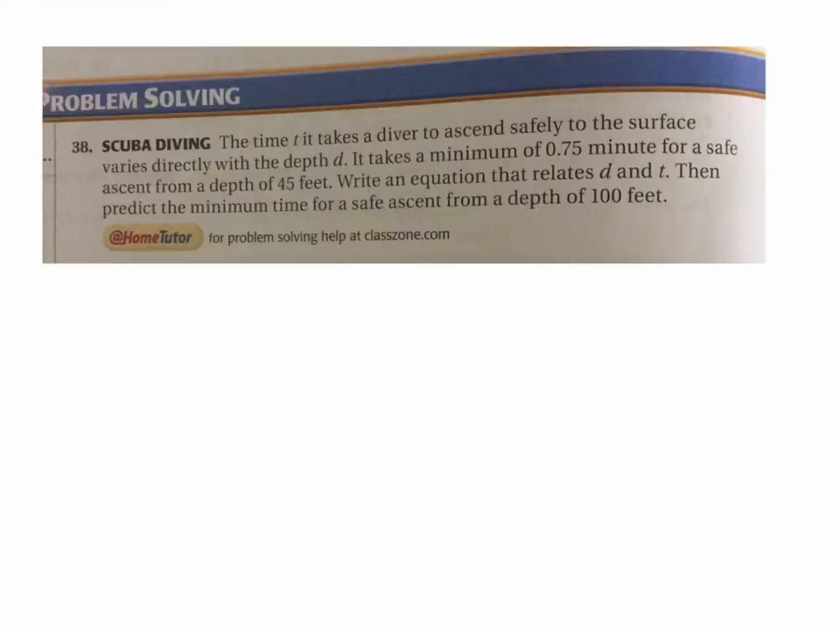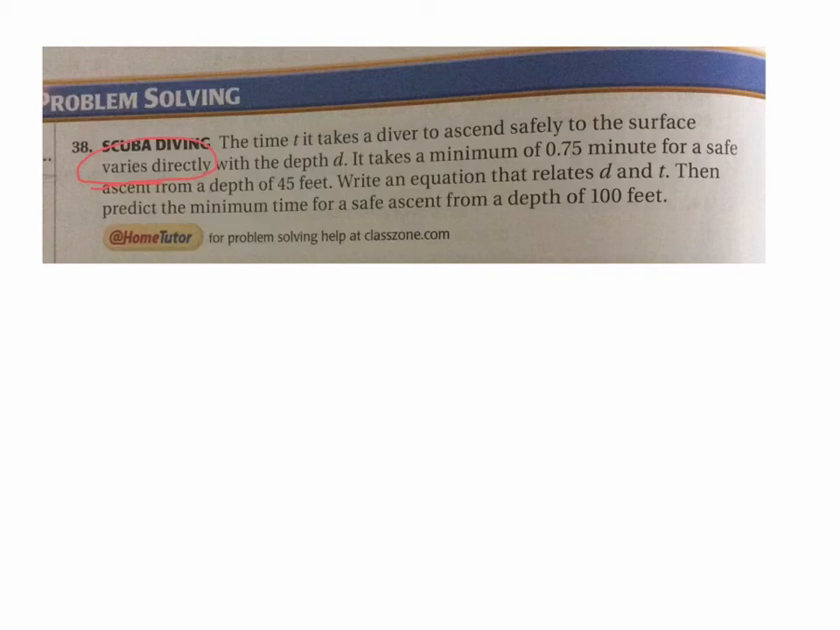Okay, all right, now your word problem. Word up. So we'll read it together. The time t it takes a diver to ascend safely to the surface varies directly with the depth d. Oh, there it is, kids. There's that phrase we talked about in class. Varies directly with the depth. It takes a minimum of 0.75 minutes, so 3/4 of a minute, for a safe ascent from a depth of 45 feet. Write an equation that relates d and t, then predict the minimum time for a safe ascent from a depth of 100 feet.